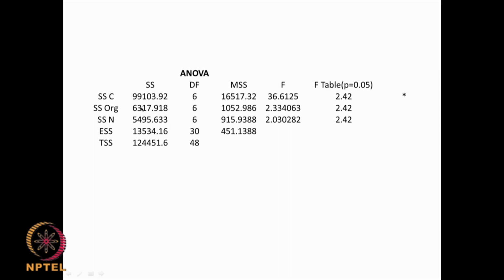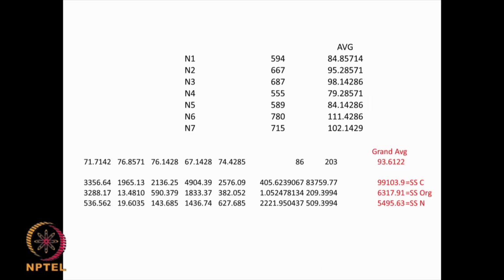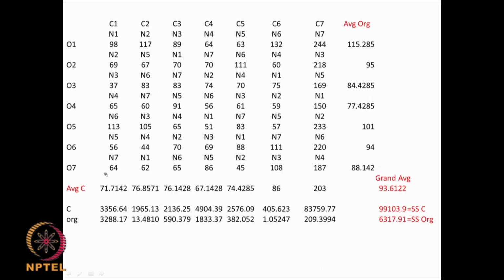So we can say that the carbon has a significant effect on the yield. So we reject the null hypothesis, so we say carbon has a significant effect on the yield. So we look at the average of these carbons. Look at this, 71, 76, 76, 67, 74. So this carbon 7, this looks very big. So this particular carbon gives you the maximum yield of your metabolite.